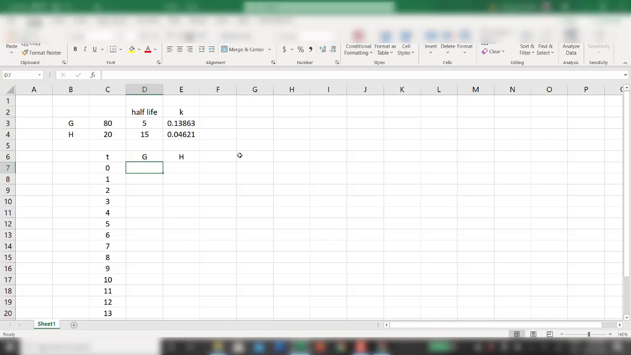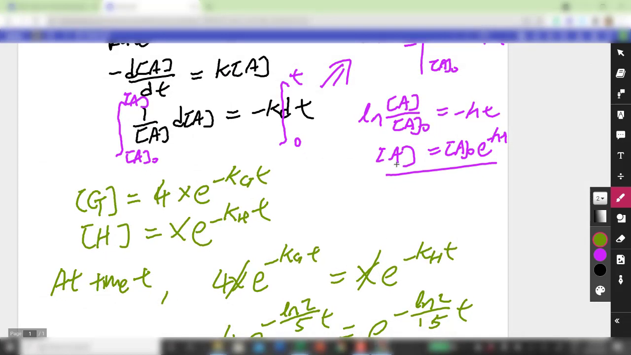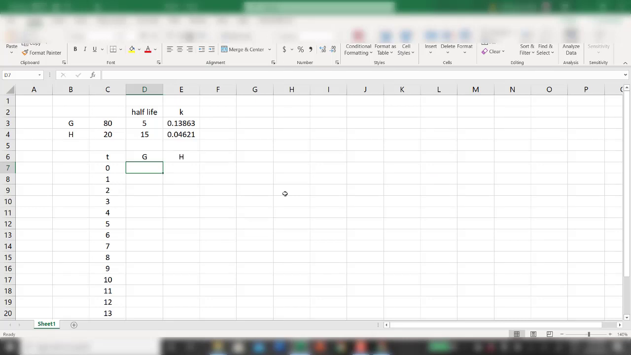Remember earlier on, this is the formula: concentration at any timing is equal to the original concentration times exponential e to the power minus kt. So I'm going to do the same thing. This is equal to the original concentration multiplied by exponential e to the power minus kt. So k is this, and then I'll multiply this by the time. Then I'm going to close the bracket.